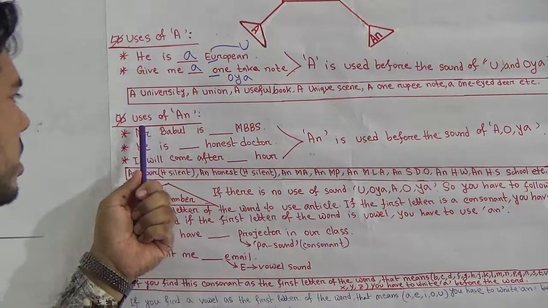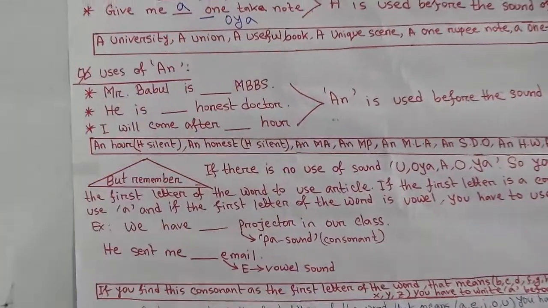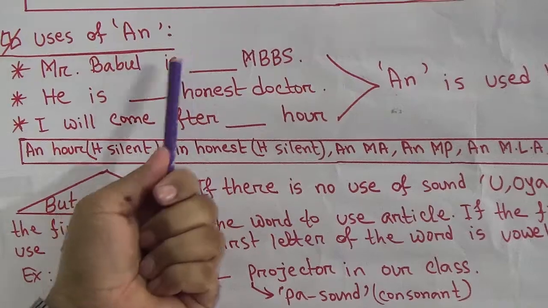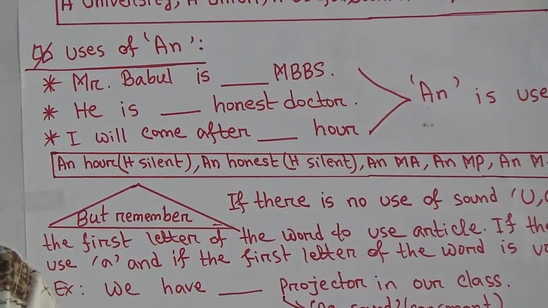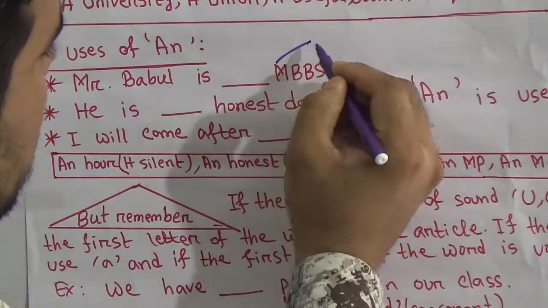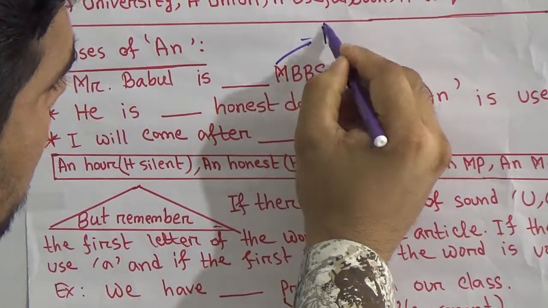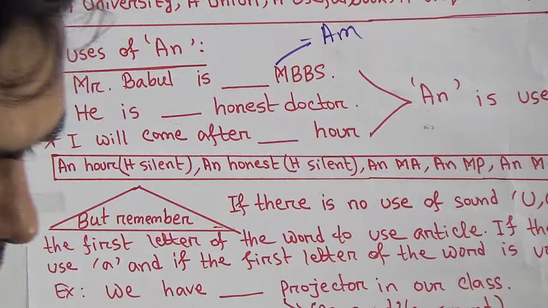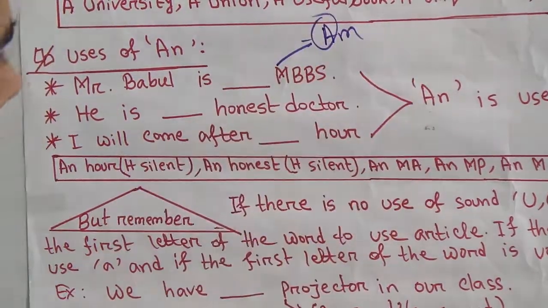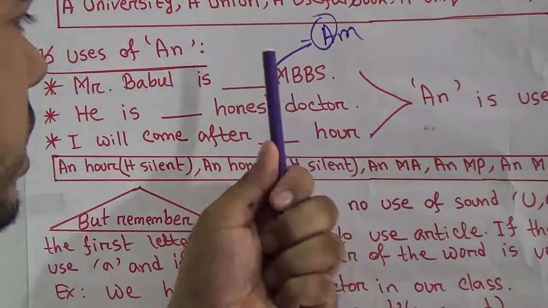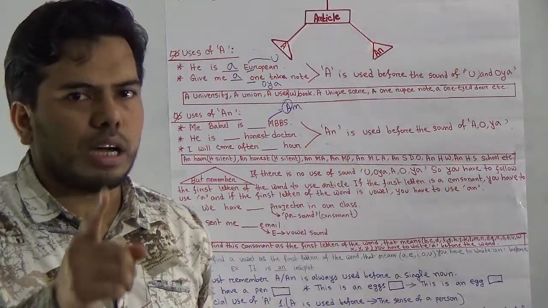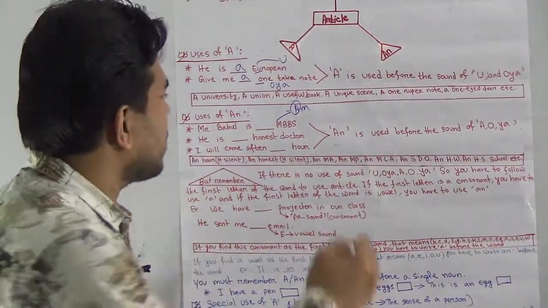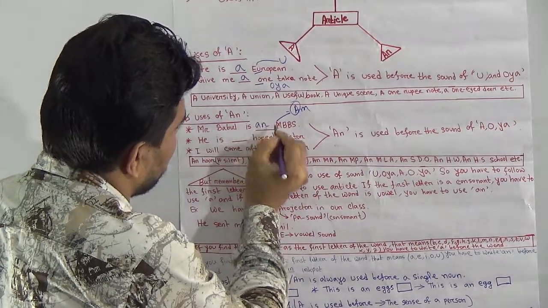Now let's go to see about uses of an. Mr. Babul is an MBBS. To pronounce the word MBBS, our sound comes here as M, which is a vowel sound. To pronounce the word MBBS, our vowel sound comes first. So if your sound is like a vowel, then you have to write an before the word.